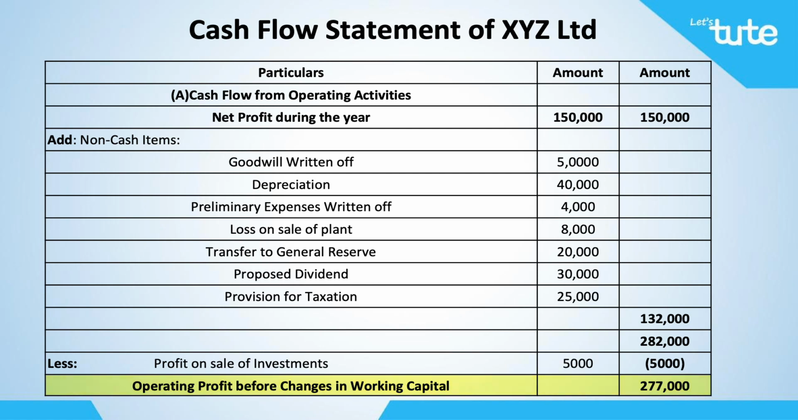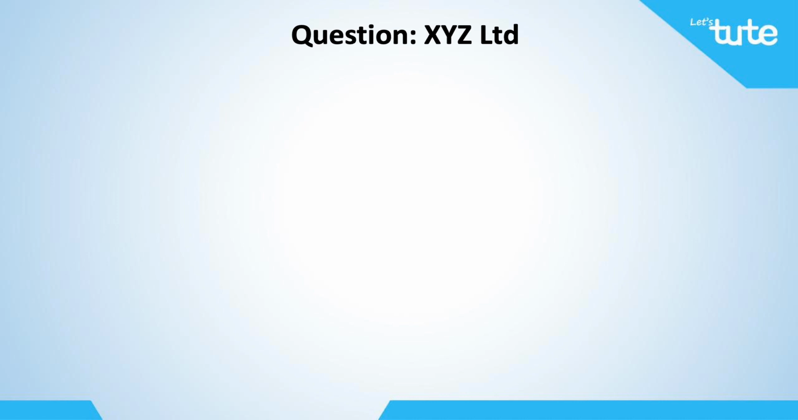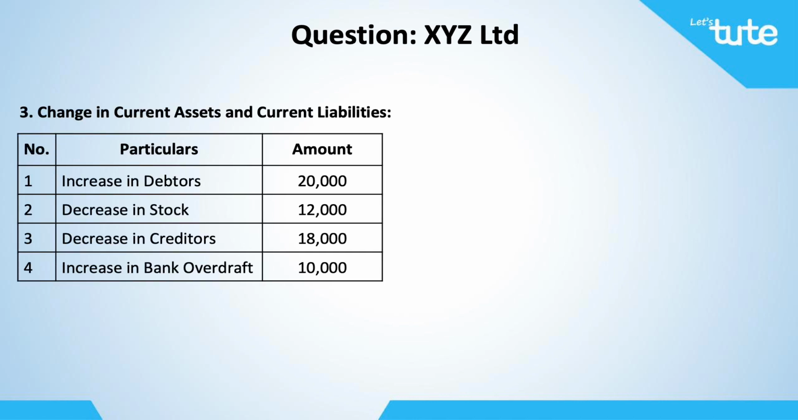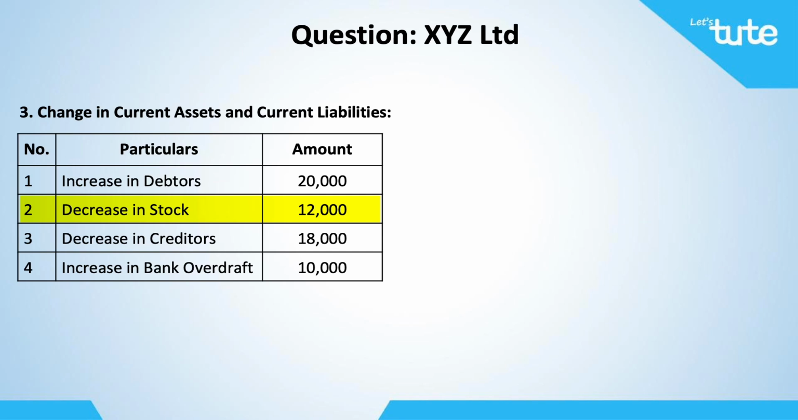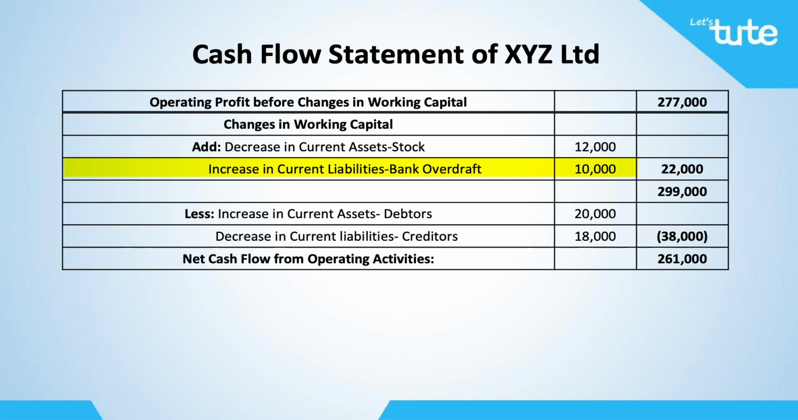After this, we need to give the effects of change in cash flows arising due to change in current assets and current liabilities of the business. In other words, working capital. The decrease in current assets and increase in current liabilities will have a positive impact on the cash flows. Here, decrease in the balance of stock, which is 12,000, and an increase in the balance of bank overdraft, which is 10,000, will lead to an increase in the cash flows of the firm of 22,000.